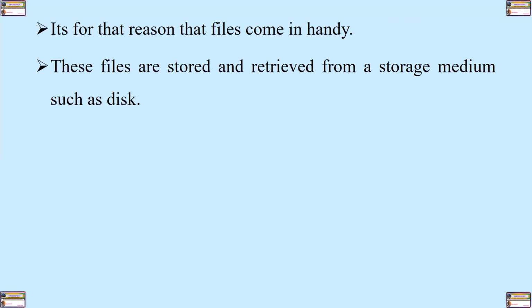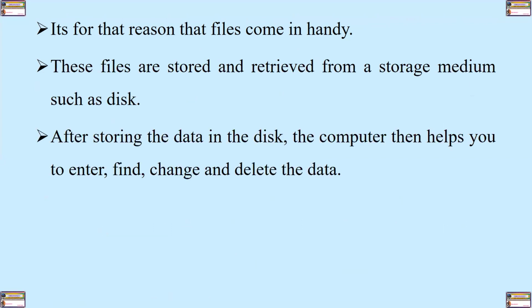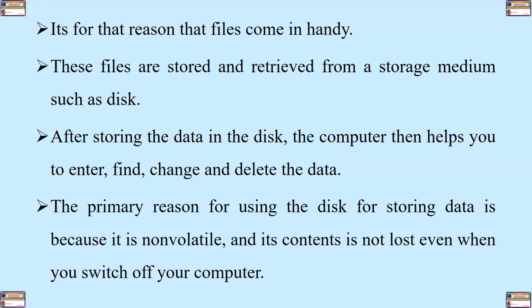These files are stored and retrieved from a storage medium, such as a disk. After storing the data on the disk, the computer then helps you to enter, find, change, and delete the data with the use of a program, like a program that has been coded in C++. The primary reason for using the disk for storing data is because it is non-volatile and its content is not lost even when you switch off your computer.